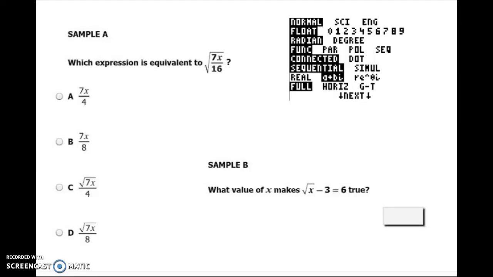In this video, what we're going to do is look at how to do a lot of the SOL with only your calculator, just in case you feel stuck on a problem. There's lots of good tricks that we can use.